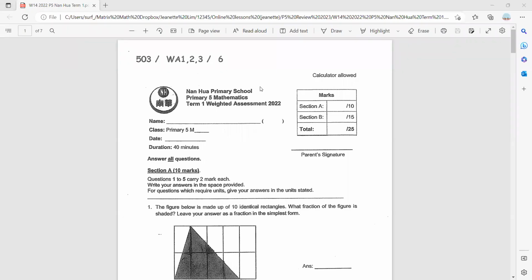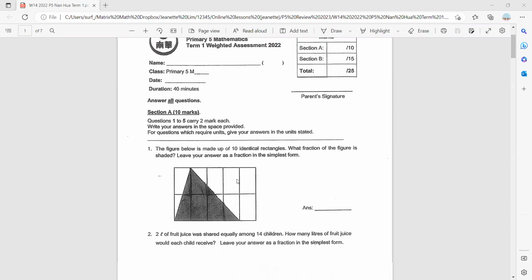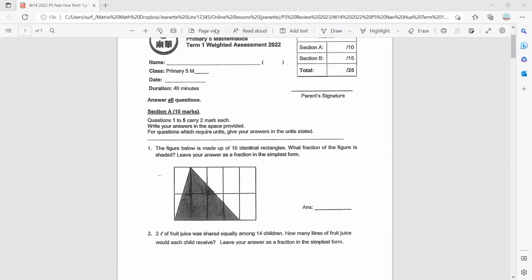Nan Hua P5 Term 1 Weighted Assessment 2022. Let's look at question 1.